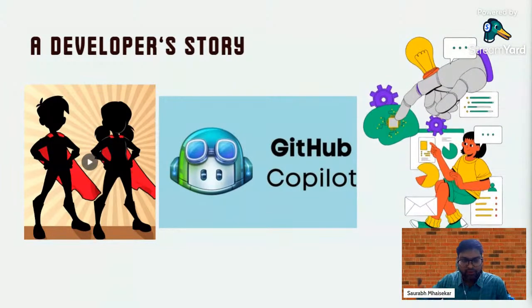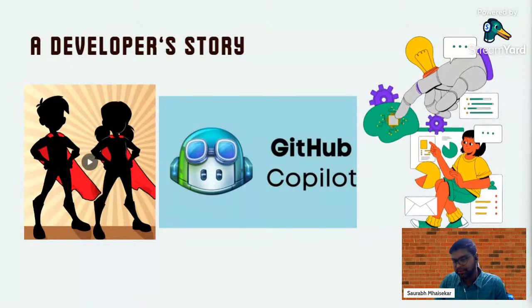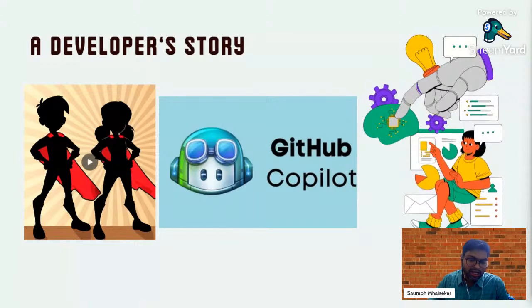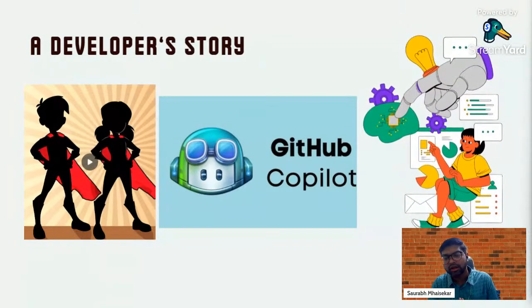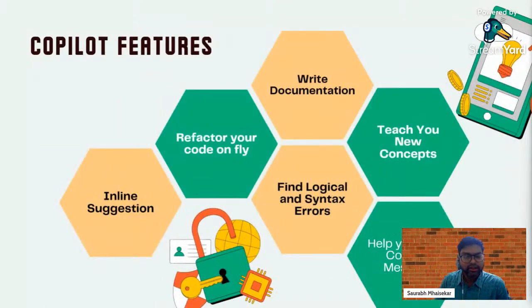Okay, so just before we jump into the actual hands-on experience of GitHub Copilot, we will see what the different features of GitHub Copilot are. GitHub Copilot at the moment can generate inline suggestions for you. The moment you type, it can give you suggestions of how the code should go on. Then it can refactor your code on the fly. You just have to select it, and GitHub Copilot can do refactoring for you, depending upon your needs.